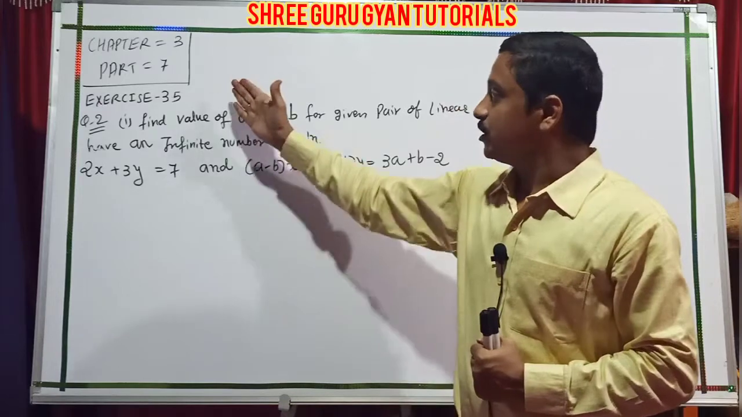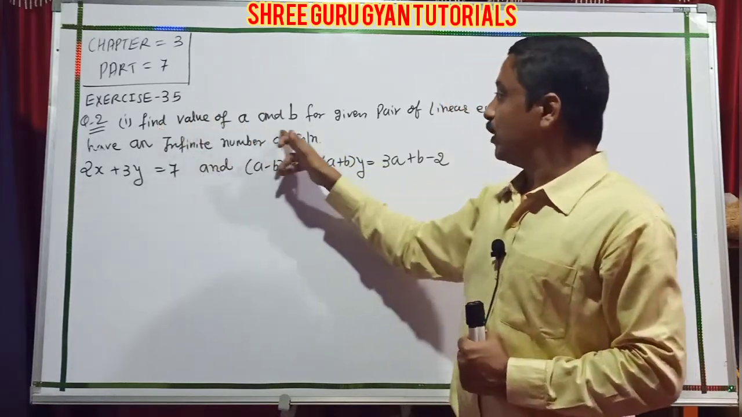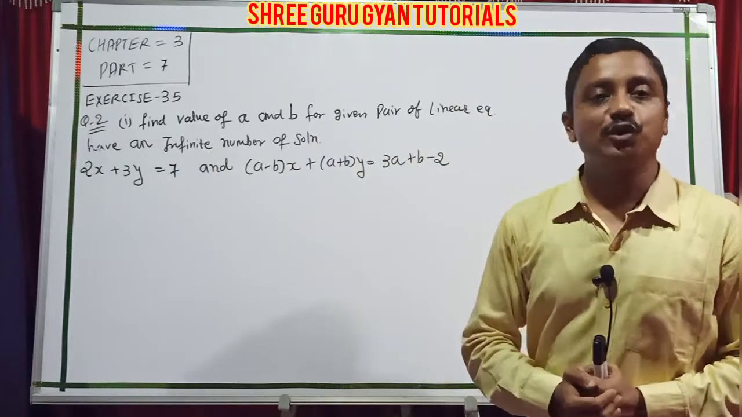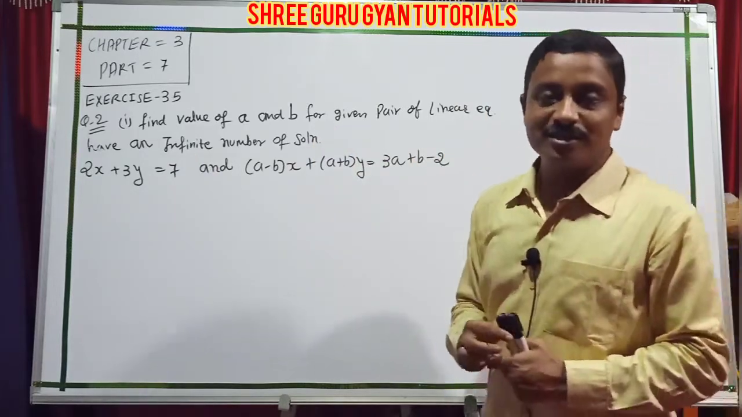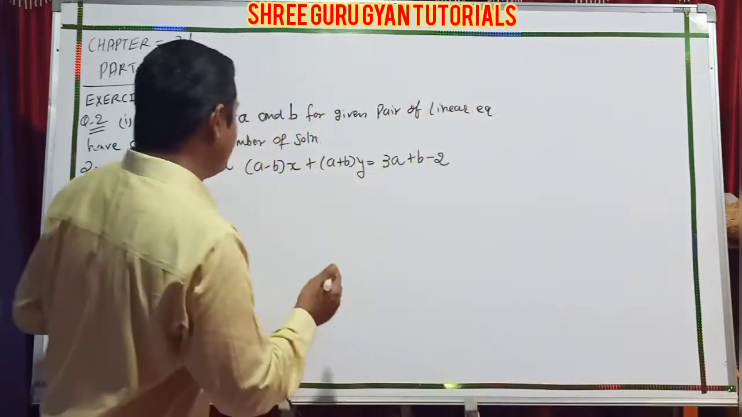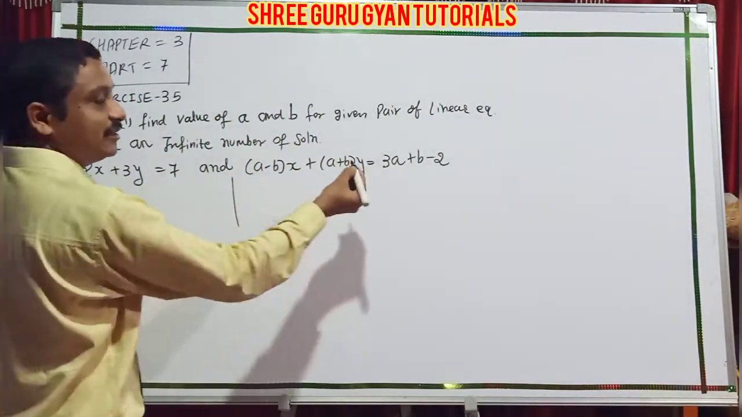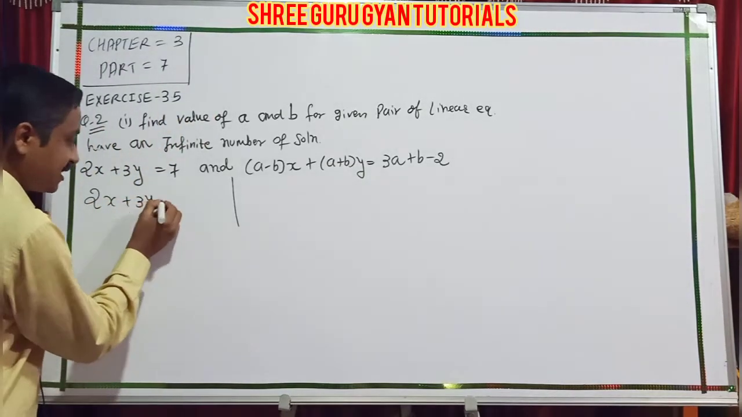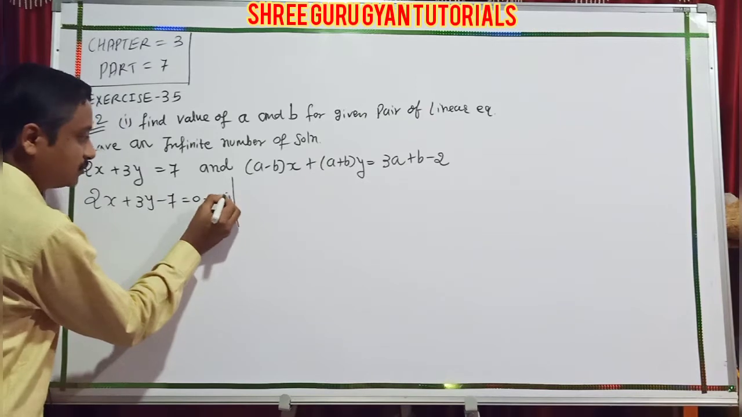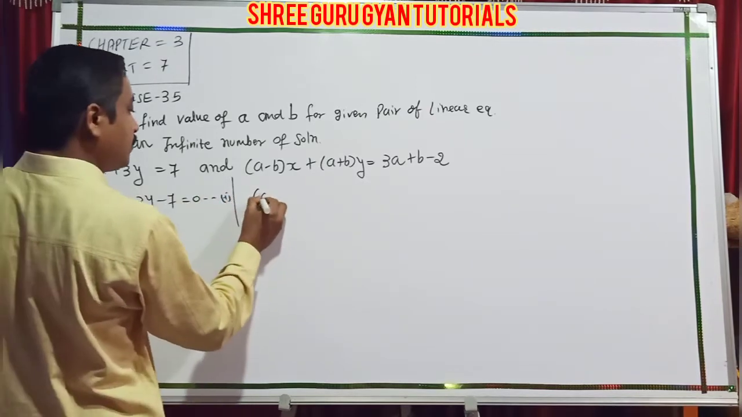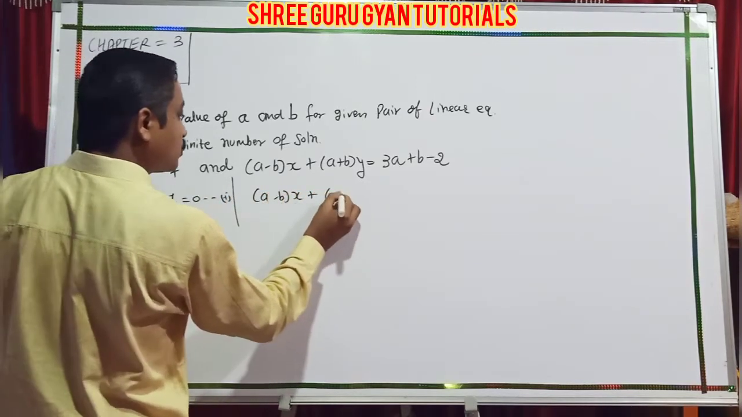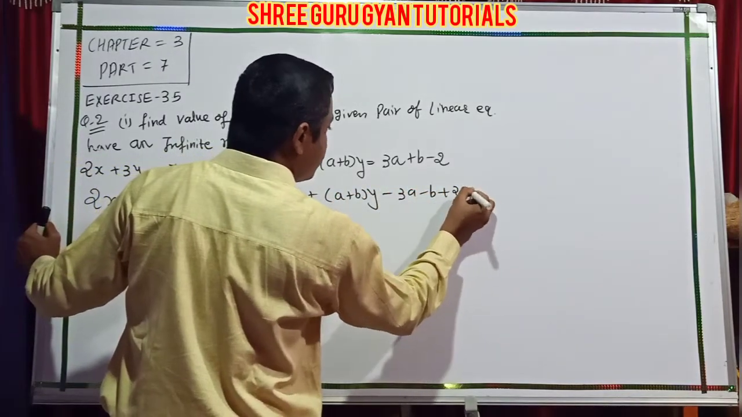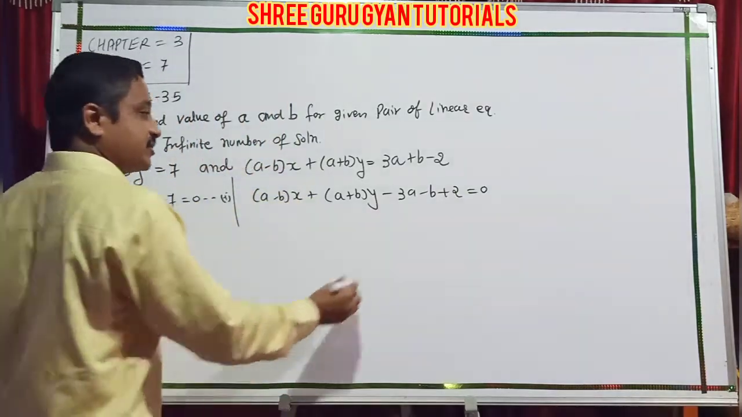So in this exercise 3.5, question number 2: find the values of a and b for which the given two equations have an infinite number of solutions. It means the third case, students. So the same cases apply. Given equations, I translate into the standard form. So here 2x plus 3y minus 7, statement 1. Similarly here (a minus b)x plus (a plus b)y minus (3a plus b minus 2), it is your second equation.